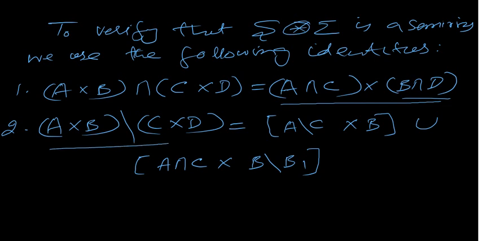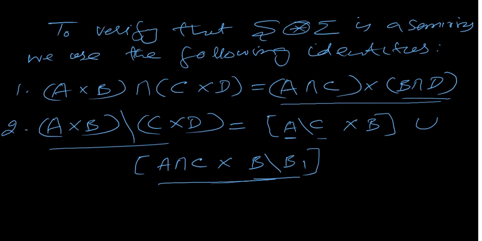And the second property, we need to show that the difference of two members of S tensor sigma can be written as the finite disjoint union of members of S tensor sigma. That's again trivial, because A minus C: A is in S, C is in S, S is a semiring, so A minus C can be written as a finite disjoint union of members of S. And now A minus C cross B can be written as a finite disjoint union of members of S tensor sigma. And B minus D: B is a member of sigma, D is a member of sigma, so B minus D can be written as a finite disjoint union of members of sigma. Now A intersection C cross B minus D can therefore be written as a finite disjoint union of members of S tensor sigma. So the difference of two members of S tensor sigma can be written as a finite disjoint union of members of S tensor sigma. Hence S tensor sigma is a semiring.